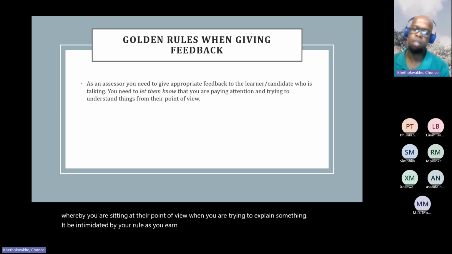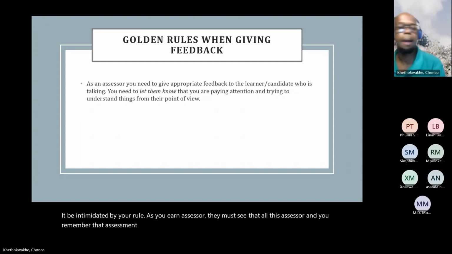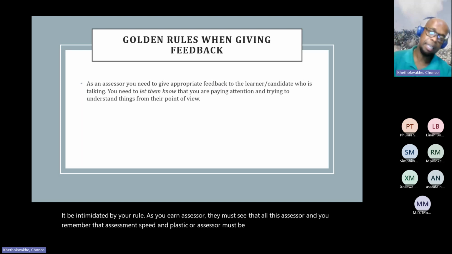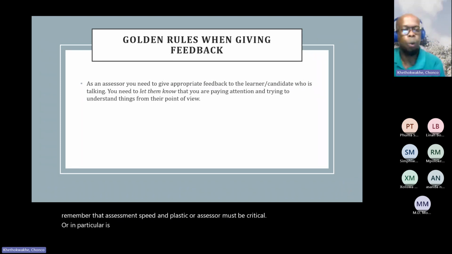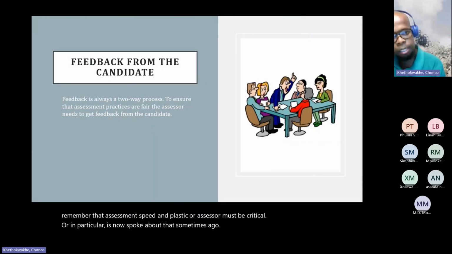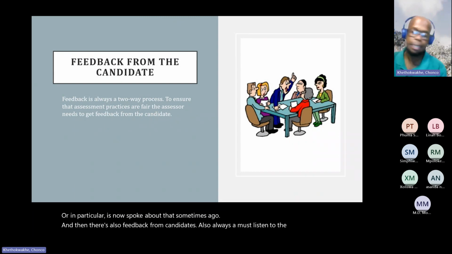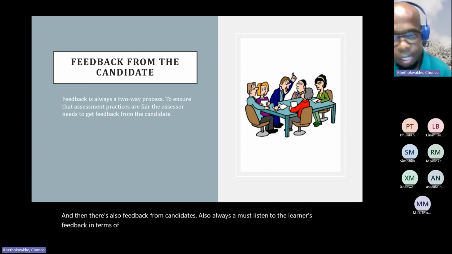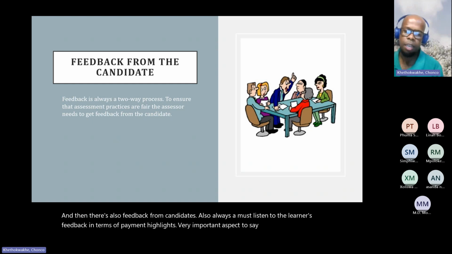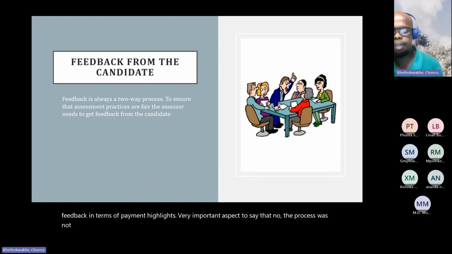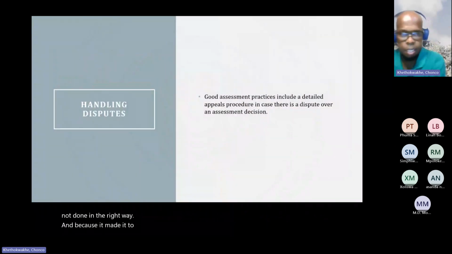They must see that, oh, this assessor, you remember that an assessor must be a critical listener or an empathic listener. We spoke about that some time ago. And then there's also feedback from candidates. You must always listen to the learner's feedback, because they might highlight very important aspects, to say that, no, the process was not done in the right way. Take that into consideration because it may lead to improvement, because they are also important.